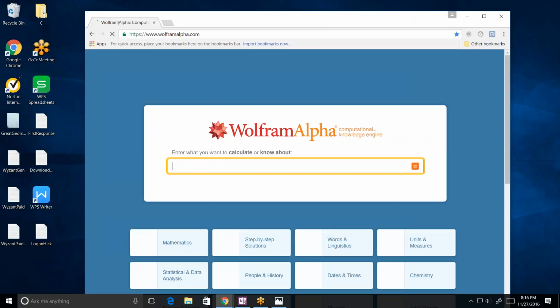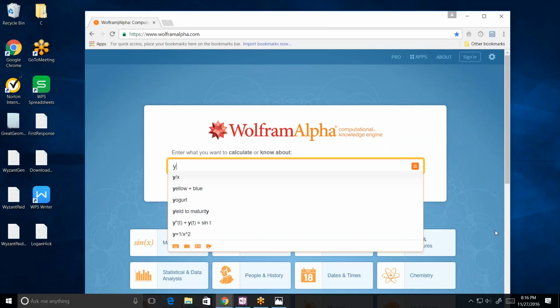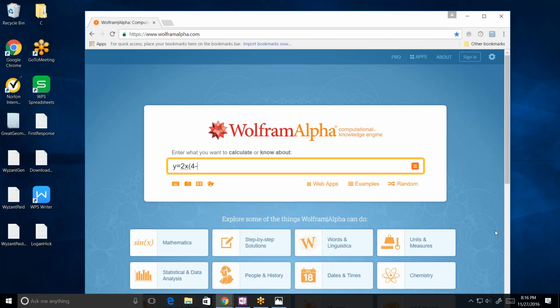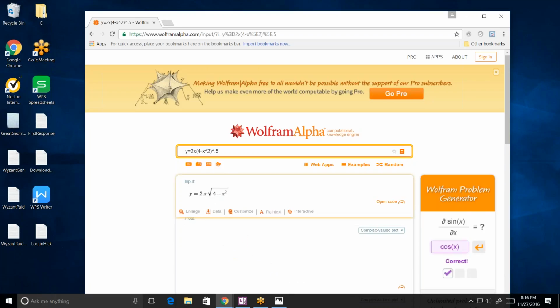What's the area function again? A of x equals 2x times the square root of 4 minus x squared, all raised to the 0.5 power. Correct, right? Yes.